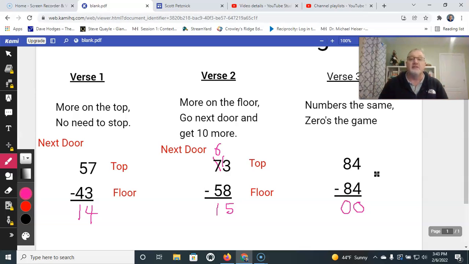It really does help students to understand how to subtract. And it gives them some tools. It gives them some strategies.